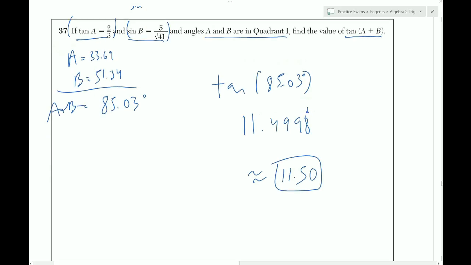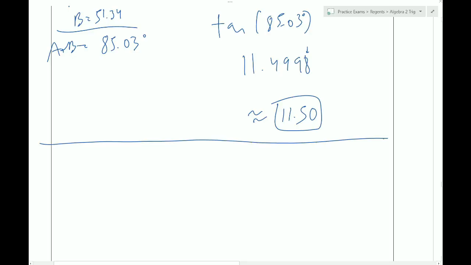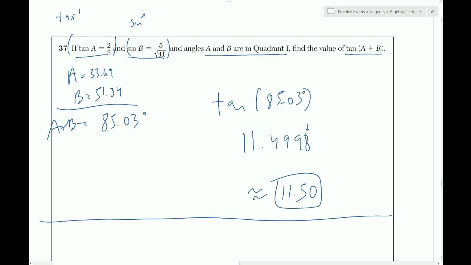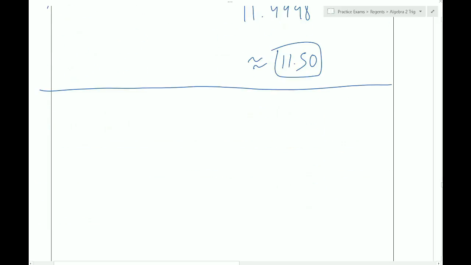So that's sort of a cheesy way to do it. But if you wanted to see another way, that would be using the tangent of A plus B formula, which calls for these things in it. But yeah, this way is fine.